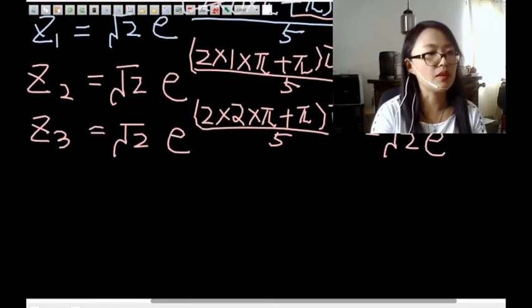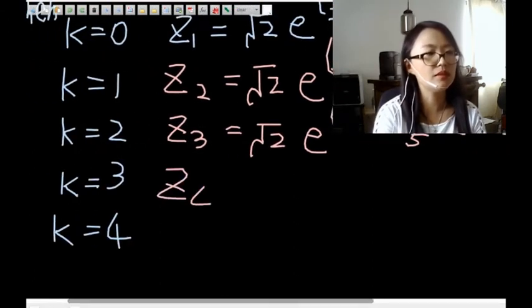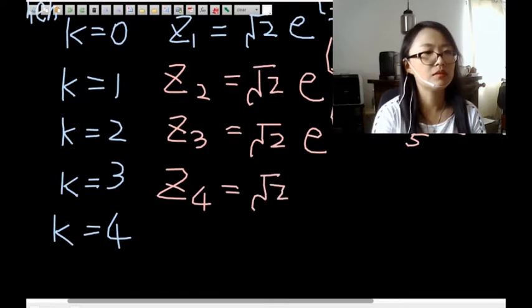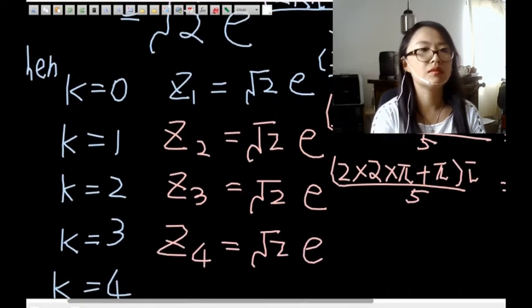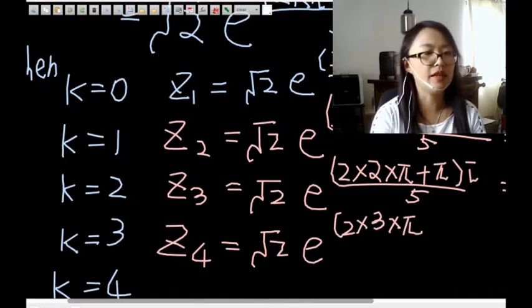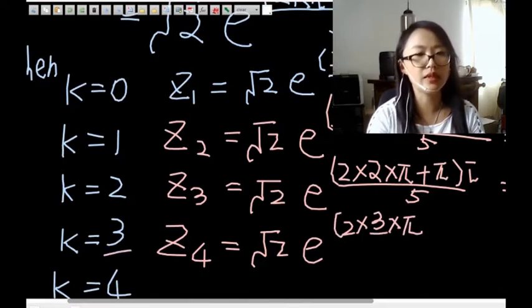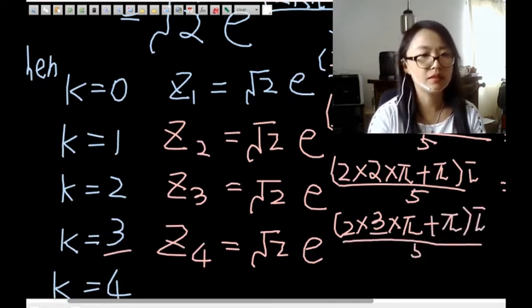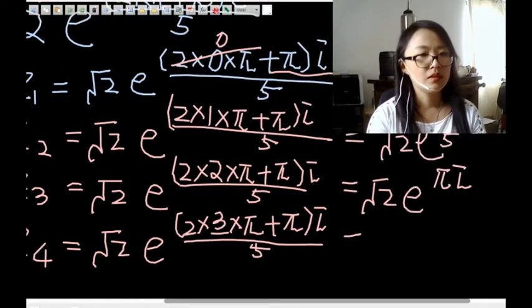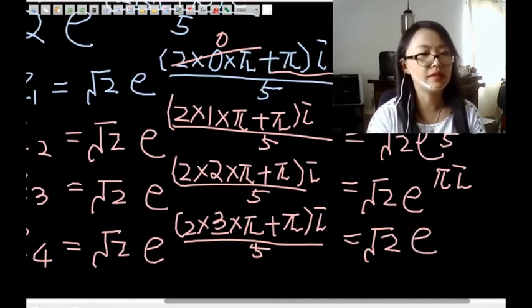Okay, so now we are going to do the fourth one. So again, replace the k by this k value, which is 3. So we're going to put 3 here. Copy the rest. Okay. And in this case, 2 times 3 is 6. 6 plus 1 is 7. So together you get 7 pi over 5 i in the end.